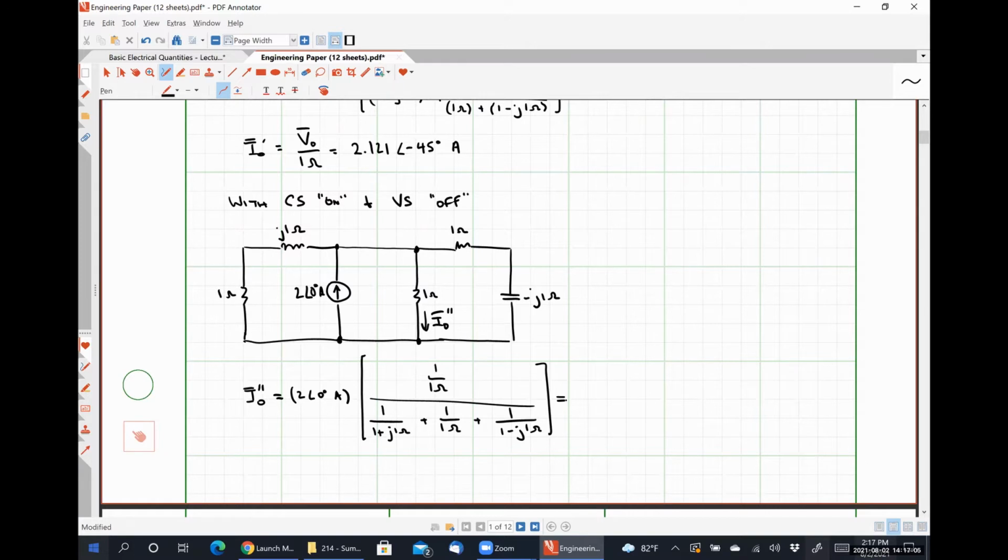So I can now just throw this guy into my calculator. 2 angle 0 multiplied by 1 over 1, or just 1, and then 1 over 1 plus 1i plus 1 plus 1 over 1 minus 1i, and I get 1 angle 0 degrees.